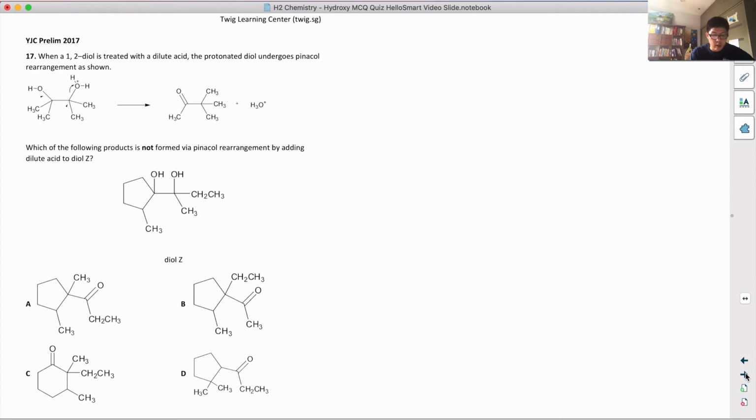This one's a bit tricky, I believe. But you probably have to see a bit of a pattern over here. So how does it work? A 1,2-diol treated with dilute acid, the protonated diol undergoes pinacol rearrangement as shown. Which of the following products is not formed by this rearrangement? Maybe I'm going to show you roughly the mechanism, so how you end up getting this product here. Let's see how it's done.